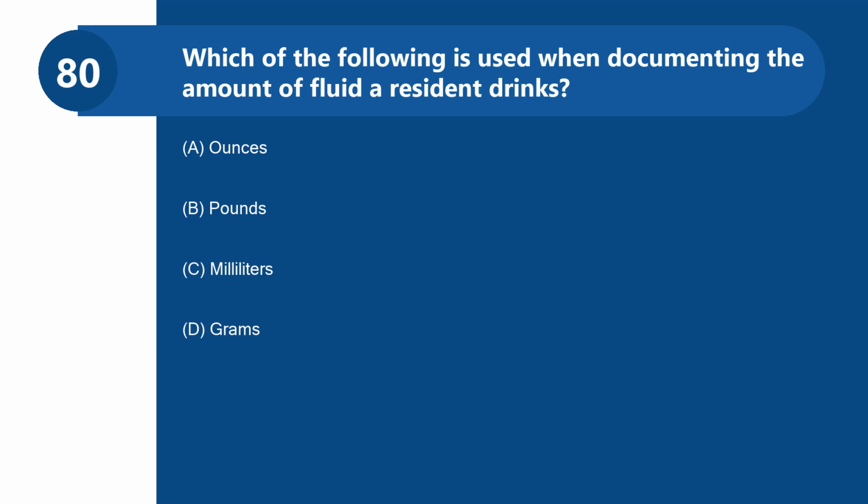Question 80. Which of the following is used when documenting the amount of fluid a resident drinks? Option A, ounces. Option B, pounds. Option C, milliliters. Option D, revs. The correct answer is option C, milliliters.